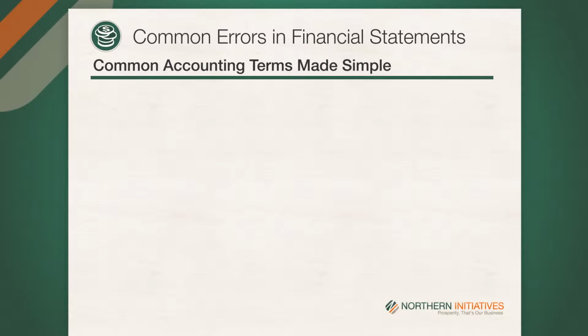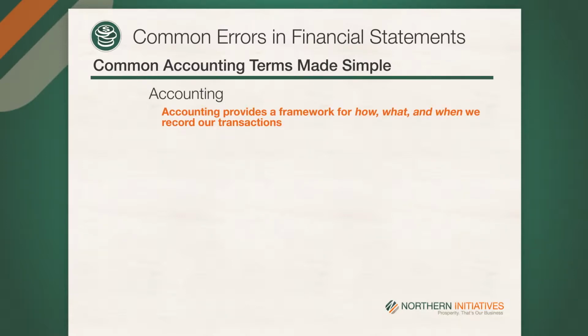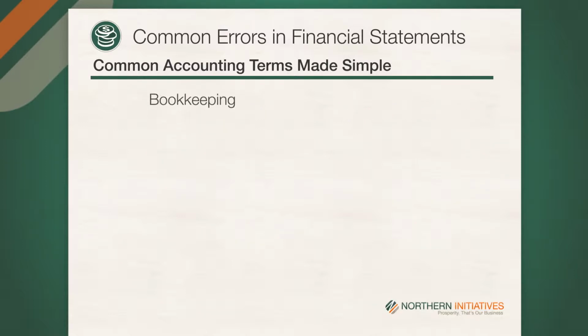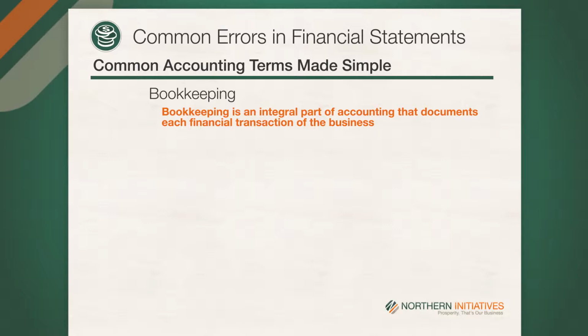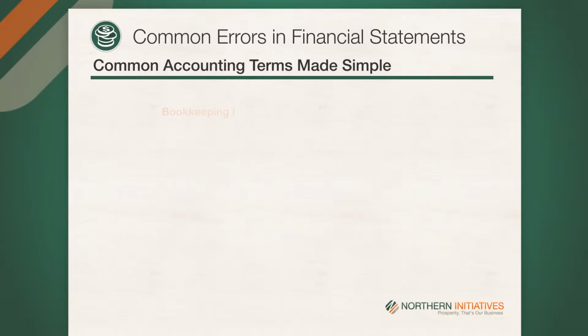Common accounting terms made simple. Accounting provides a framework for how, what, and when we record our transactions. Bookkeeping is an integral part of accounting that documents each financial transaction of the business.